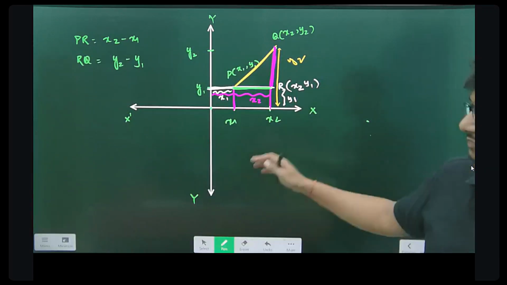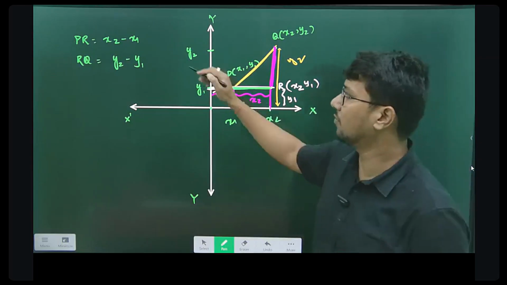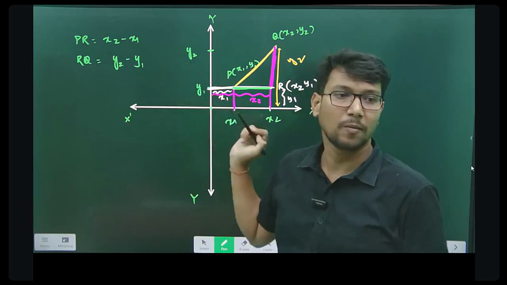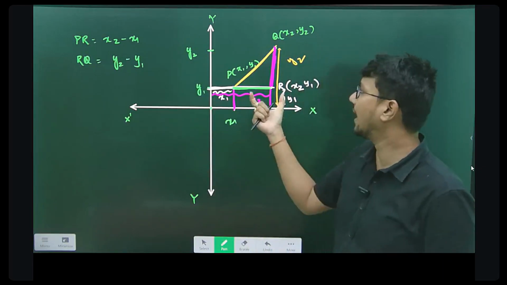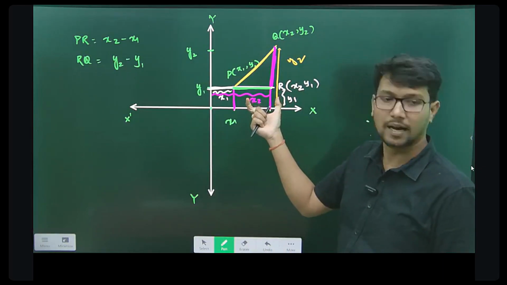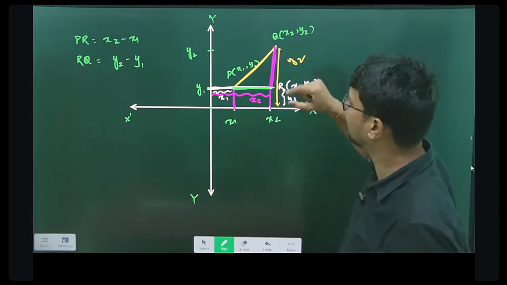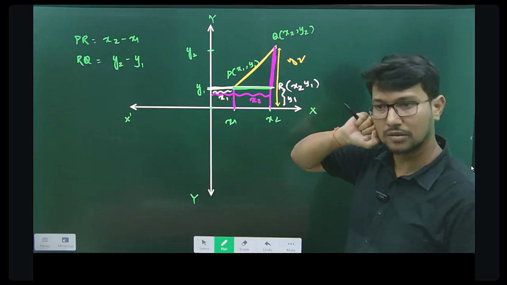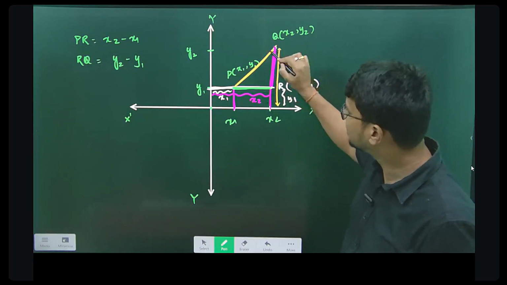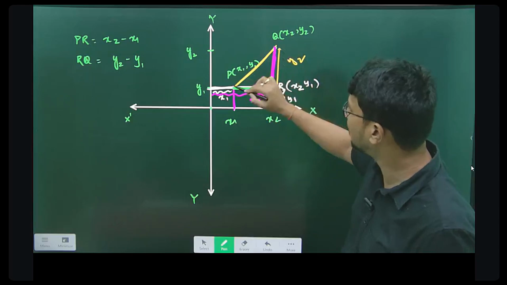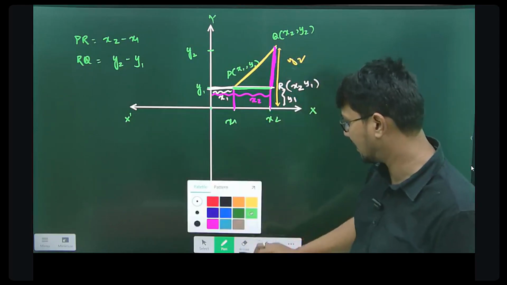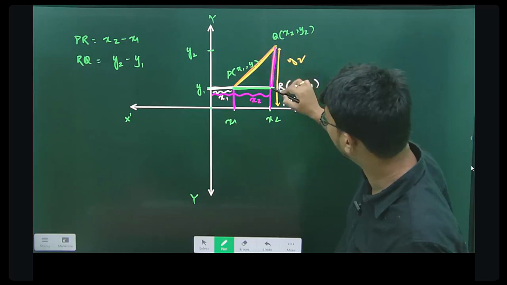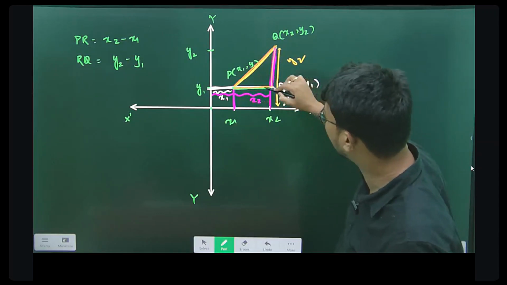Okay, let's go. Now see, everyone, you have seen we got which value? PR. What is the PR value? We have got RQ. RQ is how much? So this PQR is a which type of triangle? Tell me. It is a right angle triangle, na?